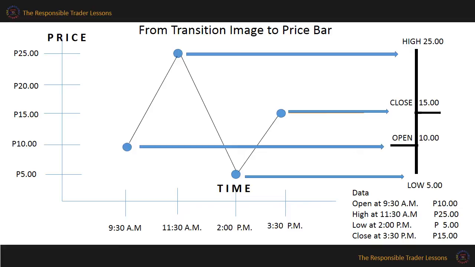The price bar is actually similar to the transition image, except that in order to simplify and denote the open, you draw it as a dash on the left side of the vertical line and the close as a dash on the right side of the vertical line. Incidentally, the vertical line is the trading range for the day, representing the difference between the high and low of the day.